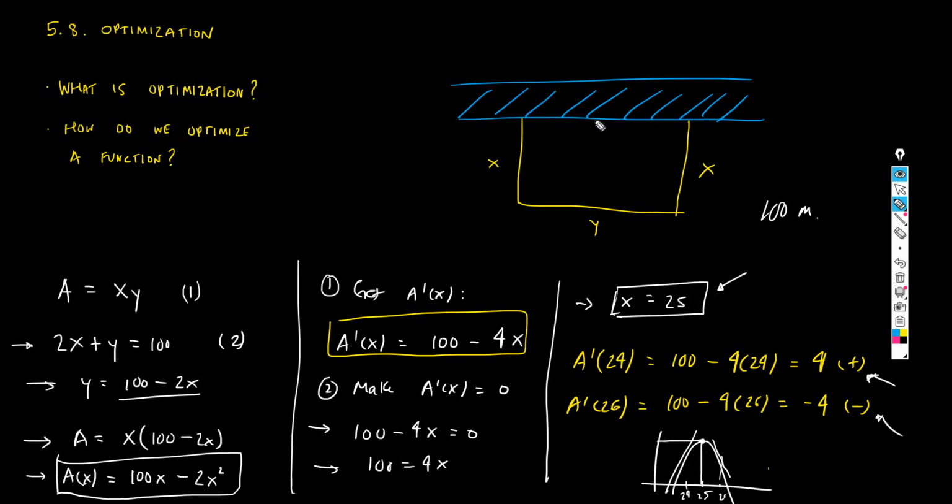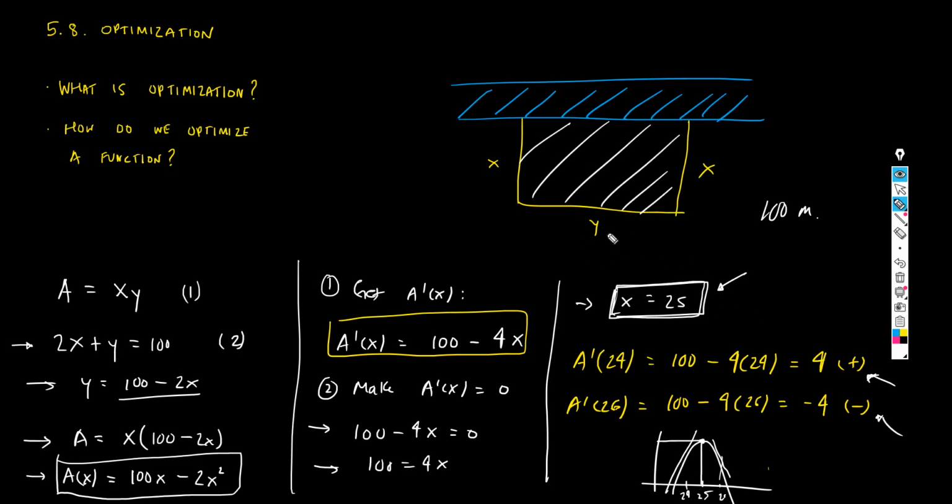Basically, remember, what was the question? The question was, how can I decide upon these values x and y so that my area is a maximum value? Well, we did this process. We found that if x is equal to 25 units, or in this case 25 meters, then the area enclosed by this garden will be a maximum value.